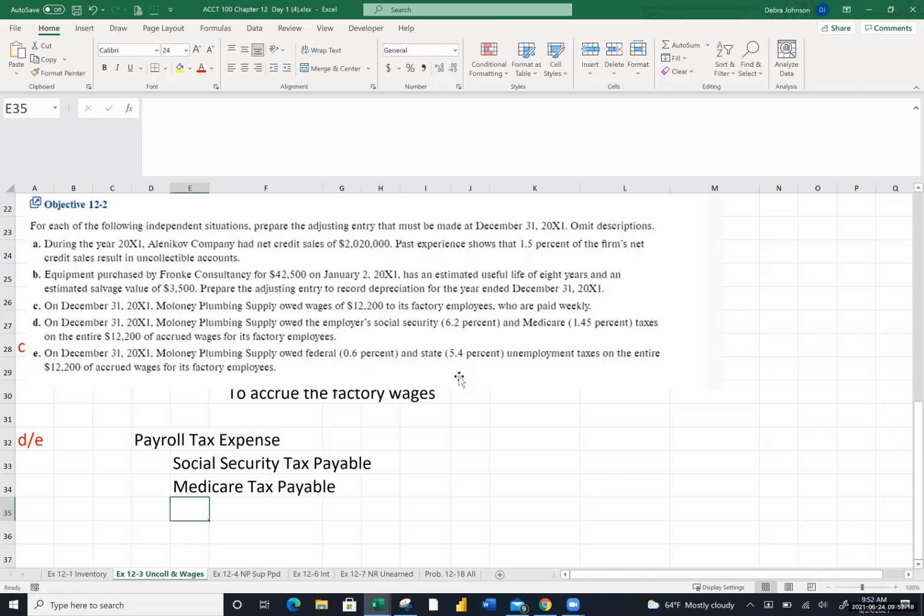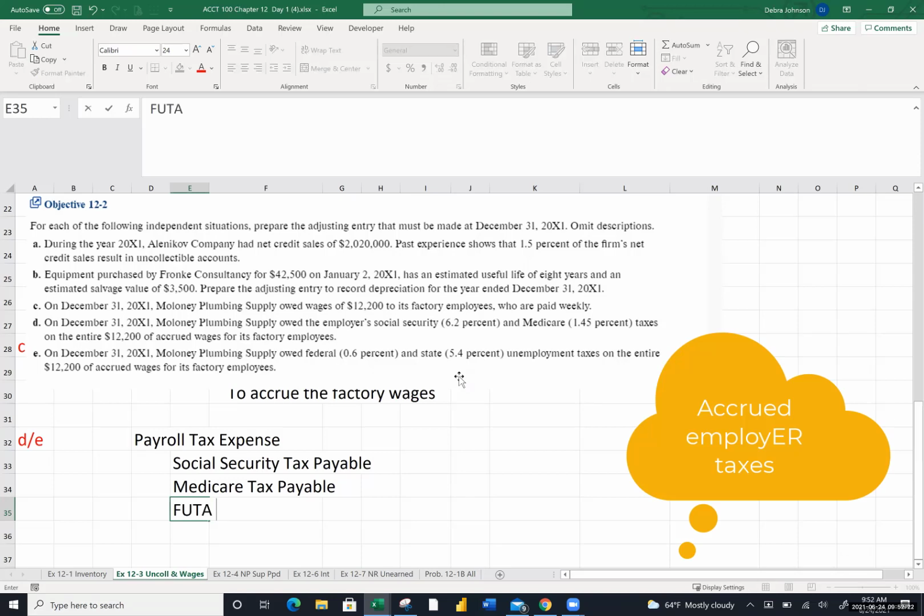Then if we keep reading on letter E, they gave us FUTA and SUTA. So this is really a review of what we did in Chapter 11. So I'm going to leave myself a yellow blank. And once I get these 4 taxes computed, I can go fill in that yellow blank. So basically what D&E says is that $12,200 in wages, you got to accrue taxes on it also.